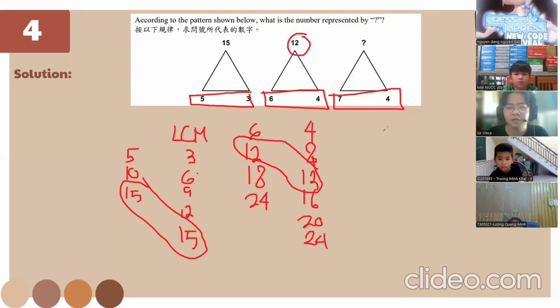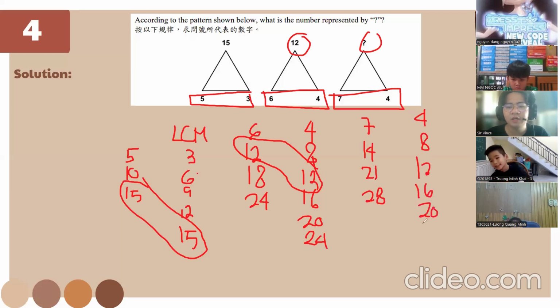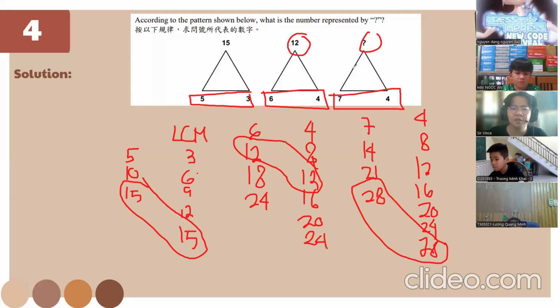Then for this one, we can just put 7, 14, 21, and 28. Then 4, 8, 12, 16, 20, 24, and 28. Okay, so that's their lowest common multiple. Okay, be careful of this question because some of you might be multiplying them right away. Okay, the chat is fixed now. Thank you. It's very clear now.